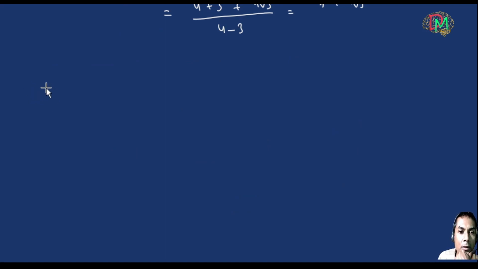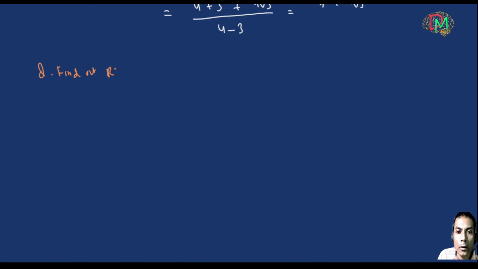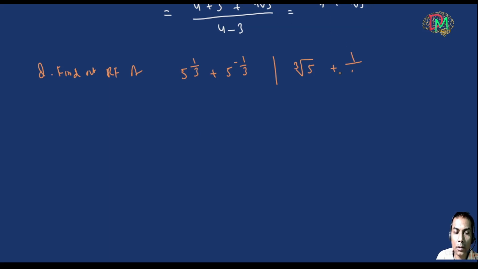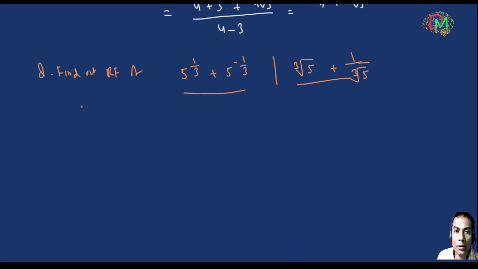Let's take another example. Find out the RF of 5 to the power 1 by 3 plus 5 to the power minus 1 by 3, or you can say it could be like this, cube root of 5 plus 1 by cube root of 5. Just a minute. So how can you do that? The question may be in this form also or this form also. So how can you find out the RF?